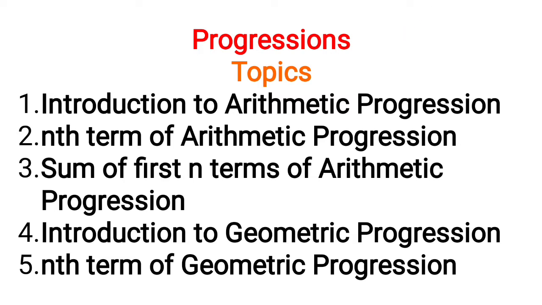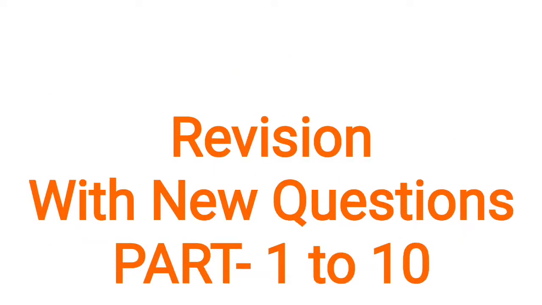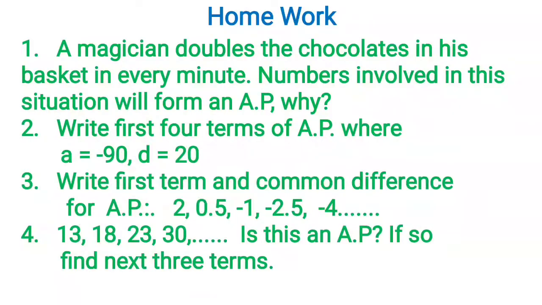In this chapter, a total of 5 topics are there. The first 2 topics were completed in the previous classes, and in the previous class we started the revision of the progression chapter. Exercise 6.1 is completed. So in this video we are going to do the revision of exercise 6.2. But before that, let's do the homework problems given in the previous class. These are the 4 questions given in the previous class revision homework.